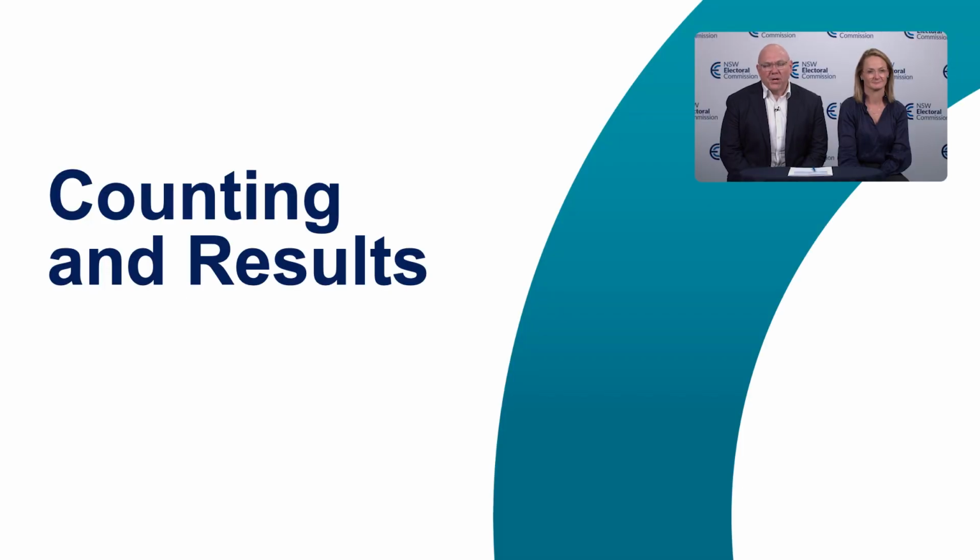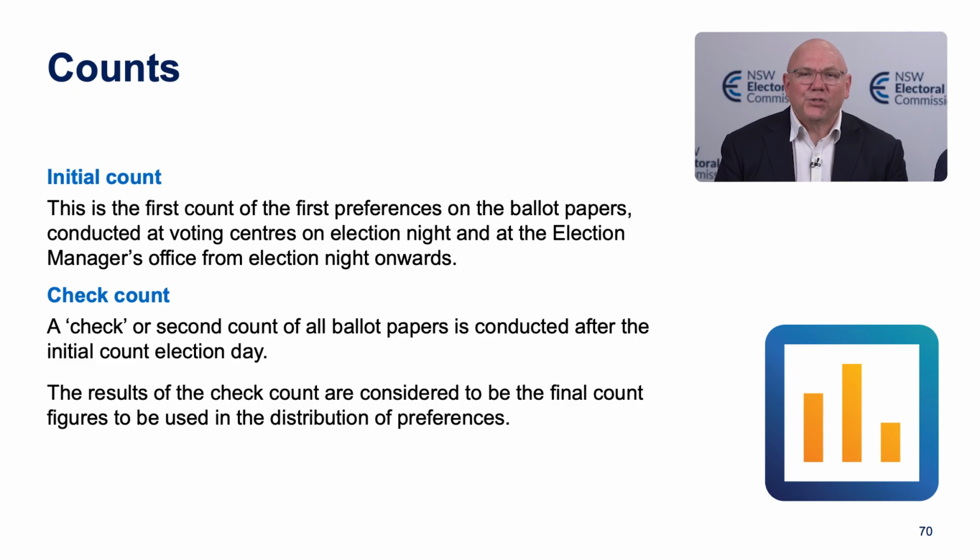Moving on to counting and results for a state by-election, there are firstly two counts to make note of. Firstly, there's the initial count. This is the first count of the first preferences on the ballot papers. It's conducted at voting centres on election night and at the election manager's office from election night onwards.